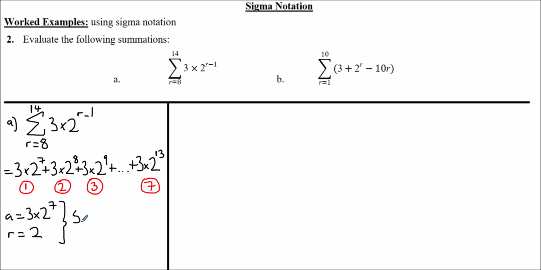So the sum of these 7 terms is the first term, a, 3 times 2 to the 7, times the common ratio, which is 2, to the power of the number of terms, in our case it's 7, again minus 1, all over r minus 1, which is 2 minus 1, and again, the denominator is just 1, so we're just working out the numerator, essentially.